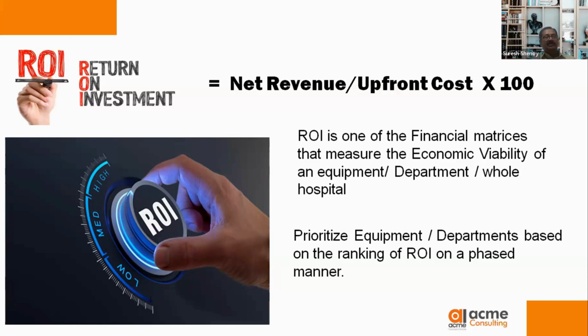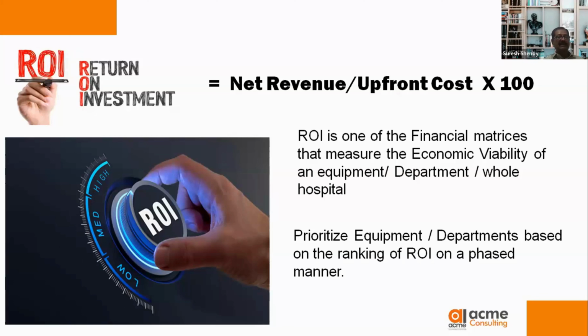And from the net revenue, then you have to divide it by the upfront cost. Upfront cost is not only the purchase cost, you have to look at all the things like purchase cost and the acquisition cost, transportation cost, training cost. Training also sometimes will not come free. Some of the equipment vendors will ask charges for the training also, or installation. So you have to look at all those kinds of things. So net revenue divided by upfront cost, multiplied by 100, that gives you the ROI. Normally it is represented in terms of percentage.